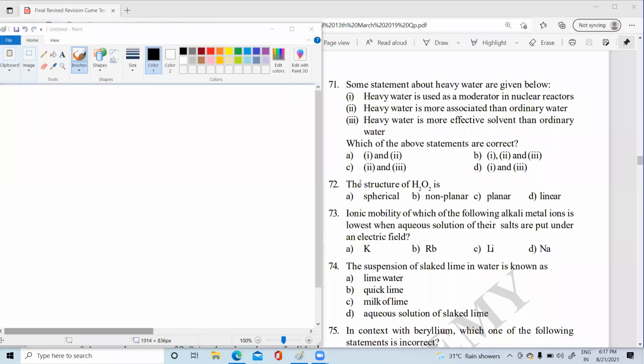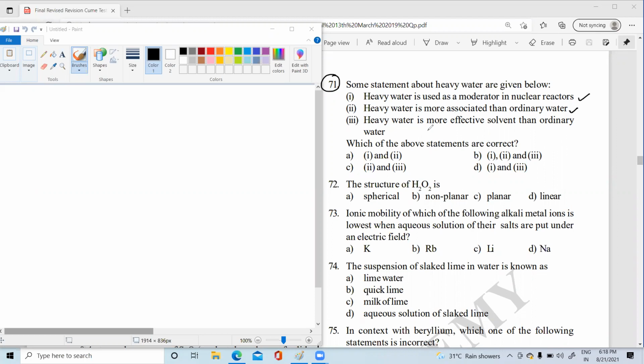Next, student, question number 71. Some statements about heavy water are given below. Heavy water is used as a moderator in nuclear reactors. That statement is correct, students. Then, heavy water is more associated than ordinary water. This also is correct, students.